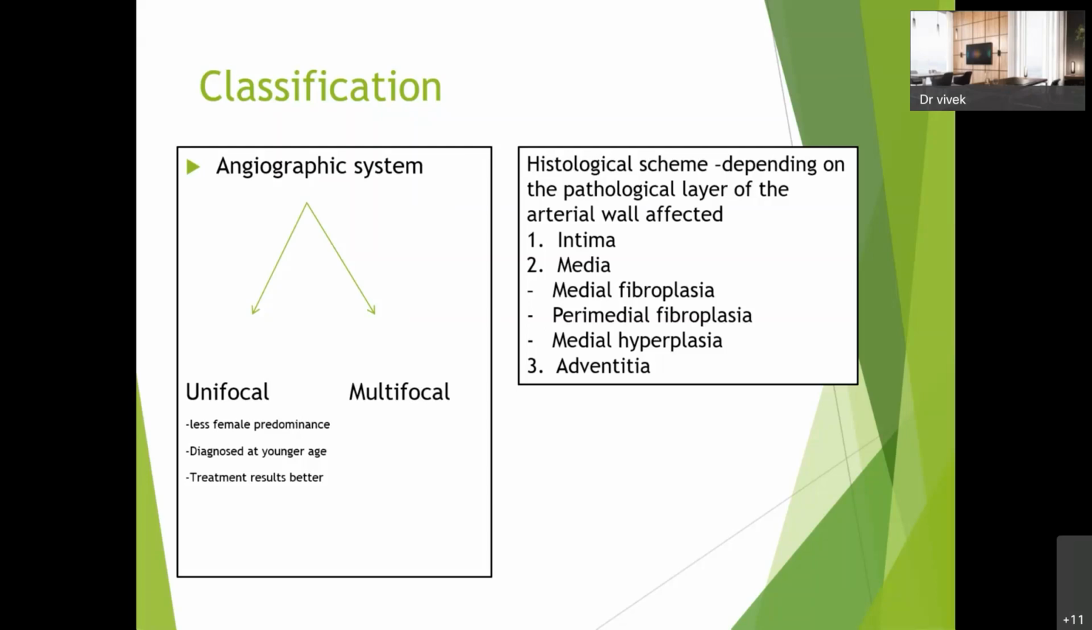The unifocal type has less female predominance, is diagnosed at a younger age, and treatment results are usually better. It is exactly the opposite with multifocal disease.